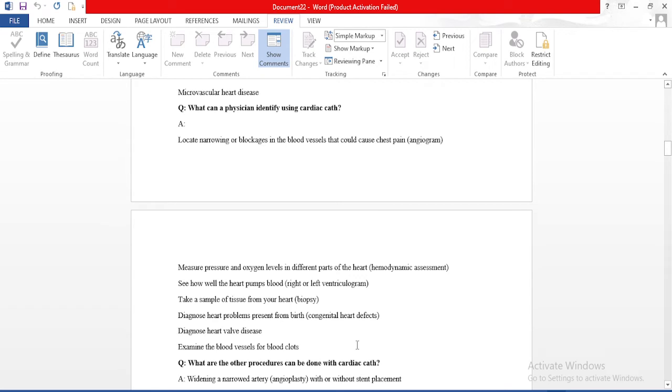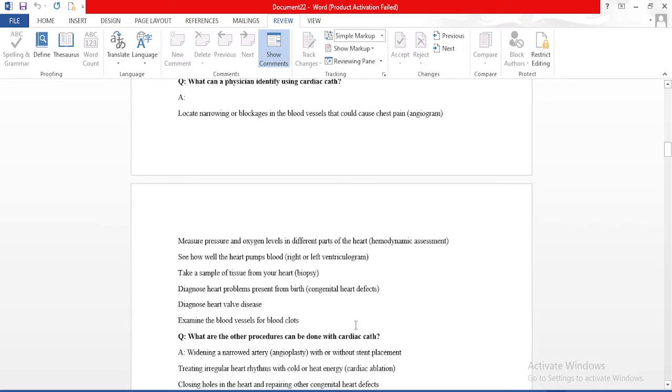Next question. What can a physician identify using cardiac cath? Answer. So we have few points to remember. What is the benefit of doing the cardiac catheterization? Exactly what the physician looks for in our heart.